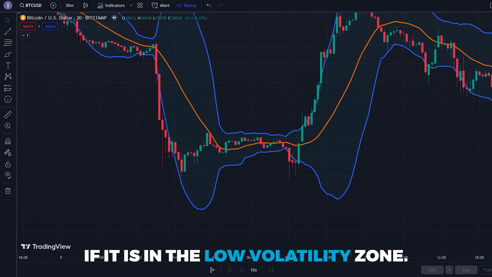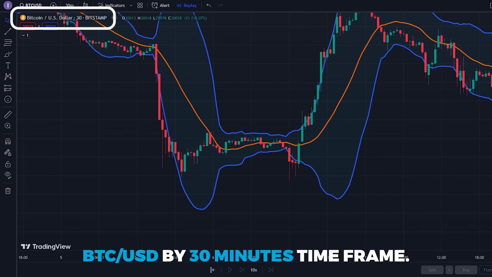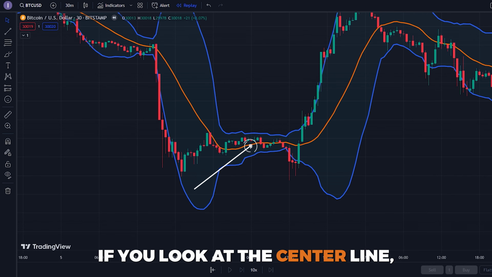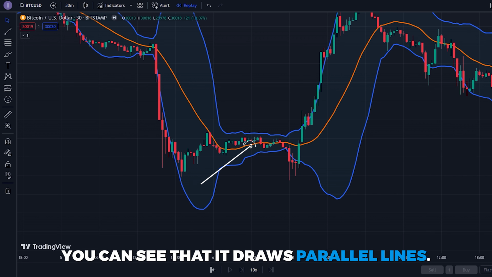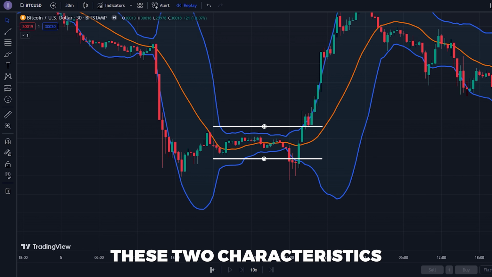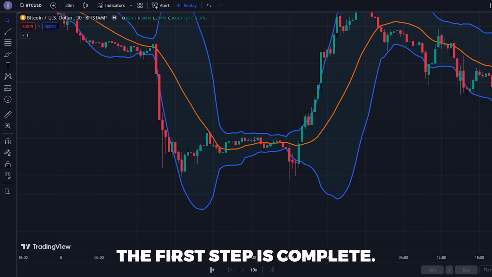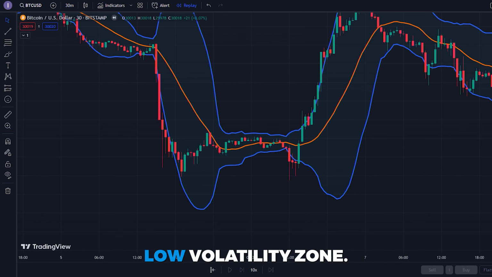Step 1. Check if it is in the low volatility zone. This is the chart in the low volatility zone right now. BTC USD market, 30 minutes time frame. If you look at the center line, you can see that it draws parallel lines. Another feature is that the bands are very narrow. These 2 characteristics mean that the price volatility is low. The first step is complete. We have succeeded in finding the low volatility zone.